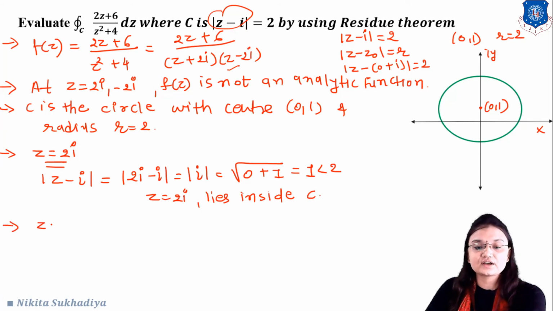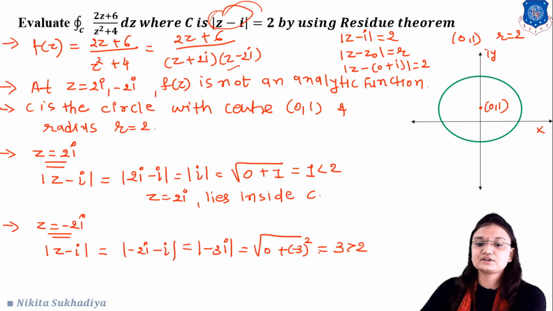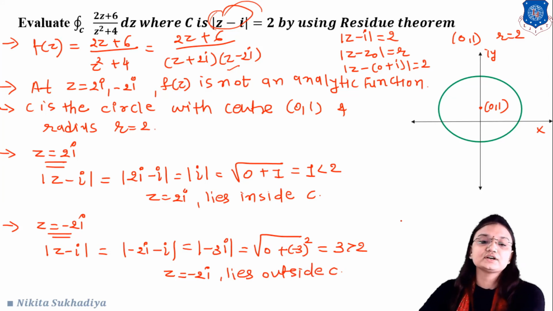Okay, second point we have z = −2i. So put z = −2i over here again. So here we have modulus of z minus i. Put z = −2i, so this will become −2i − i. So this is modulus of −3i, which is nothing but 3, which is greater than 2. So we can say that the point z = −2i lies outside the circle C. So here we have to find the residue only for the point which lies inside the circle C and ignore the point which lies outside the circle C.